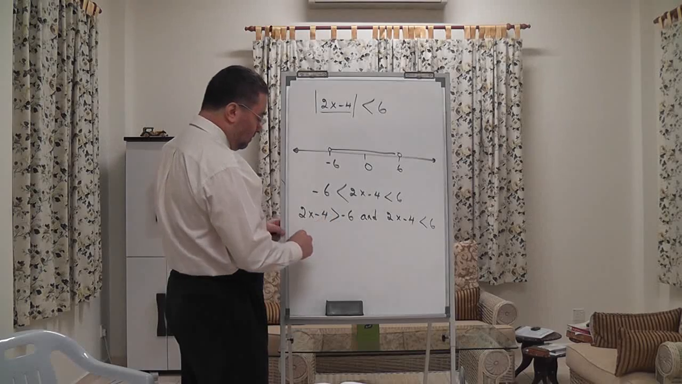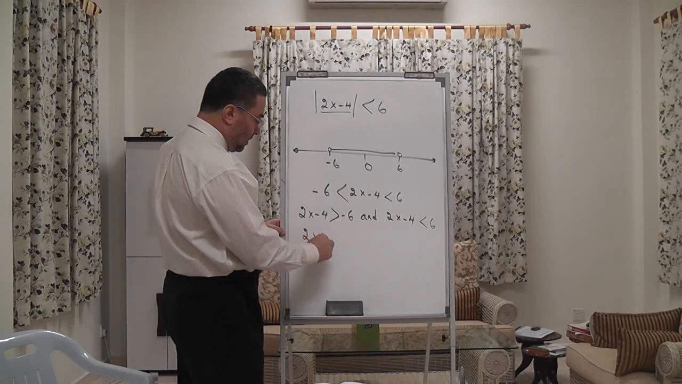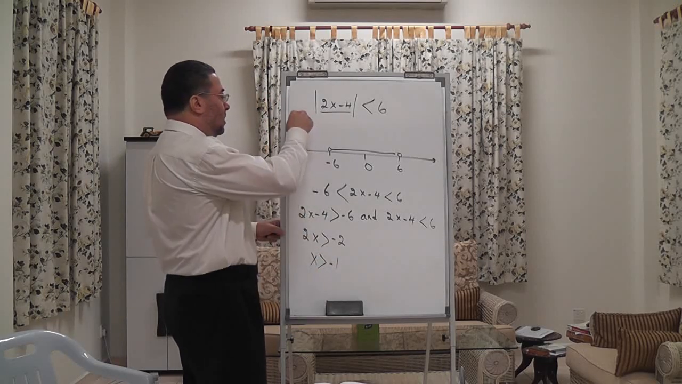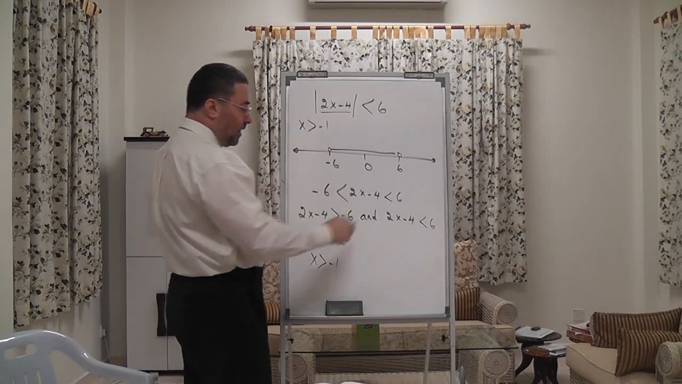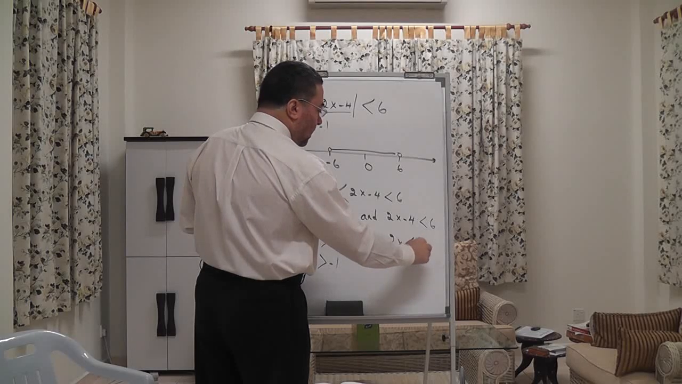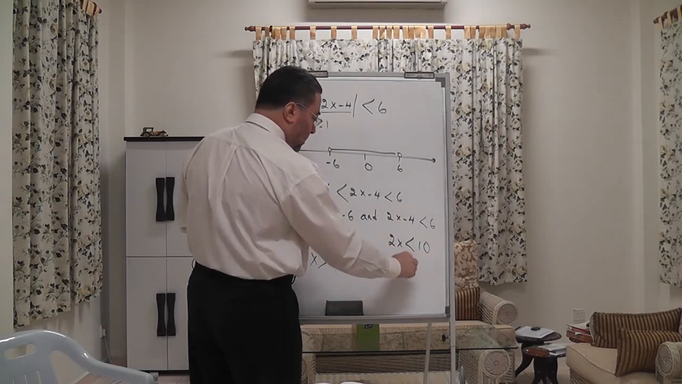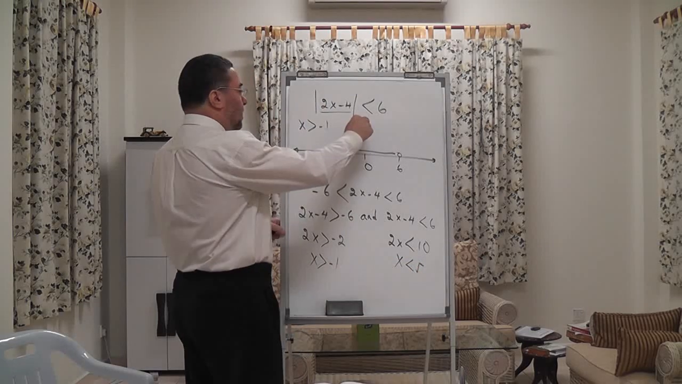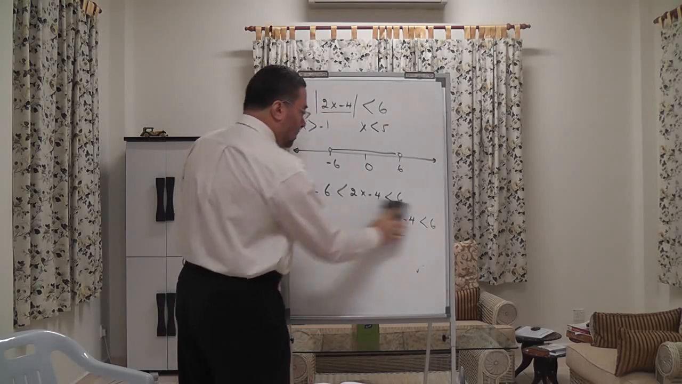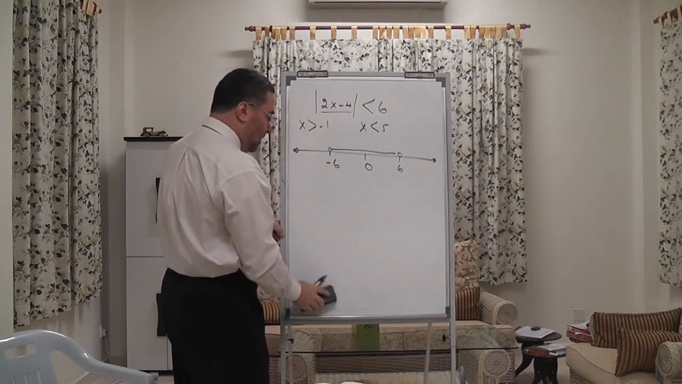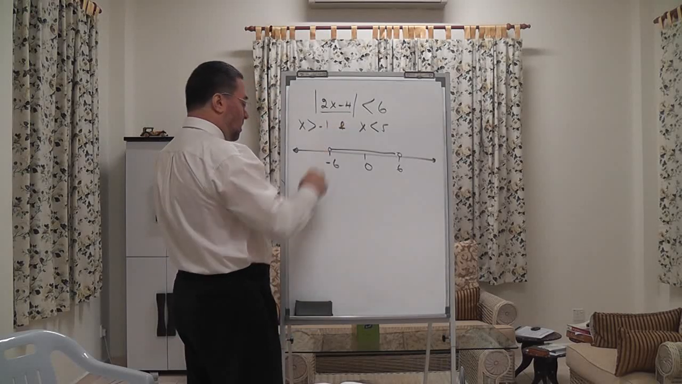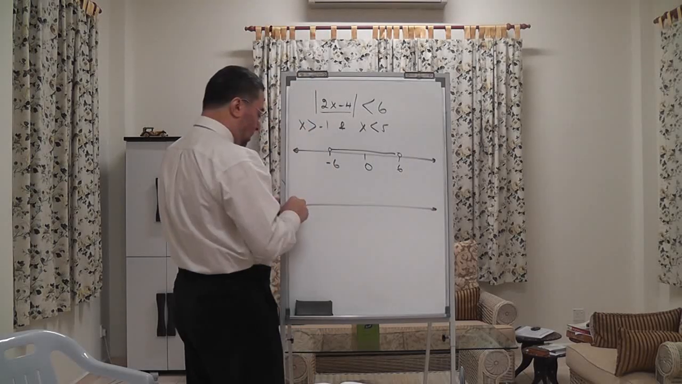So let's solve this. 2x is more than -2, and x is more than -1. This is our first inequality, x more than -1. In the second instance, 2x is less than 10. We take 4 to the other side, and x is less than 5. So here x is less than 5. Now these are two inequalities that are going to give us the solution to this inequality. And these are tied up by the word and, the conjunction.